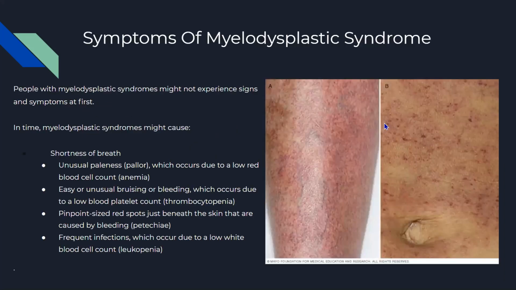People with MDS might not experience signs right away, but they will develop over time. So things that can occur when a patient has myelodysplastic syndrome are unusual paleness, which occurs due to a low blood cell count, easy or unusual bruising or bleeding, which occurs due to a low platelet count, pinpoint-sized red spots just underneath the skin that are caused by bleeding, and frequent infections, which occur due to a low white blood cell count.